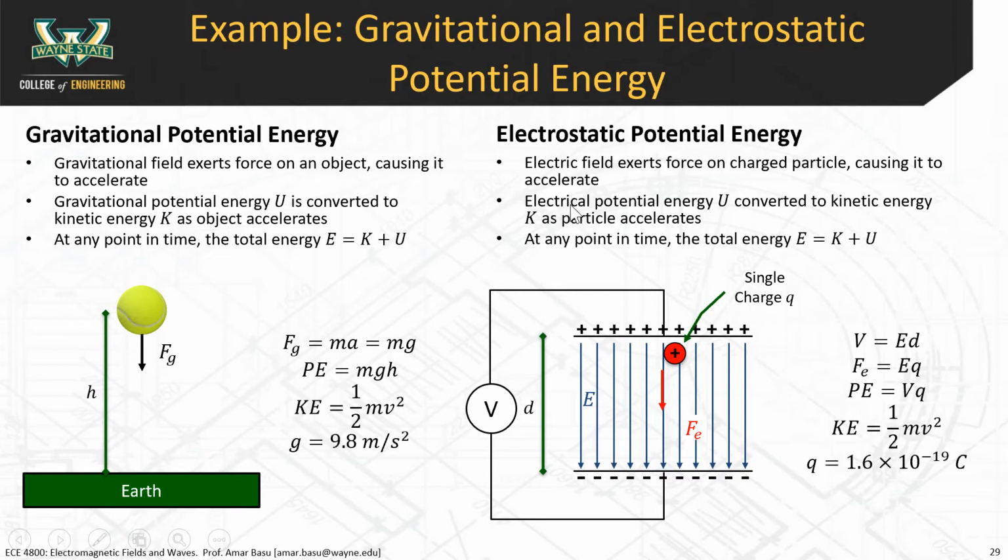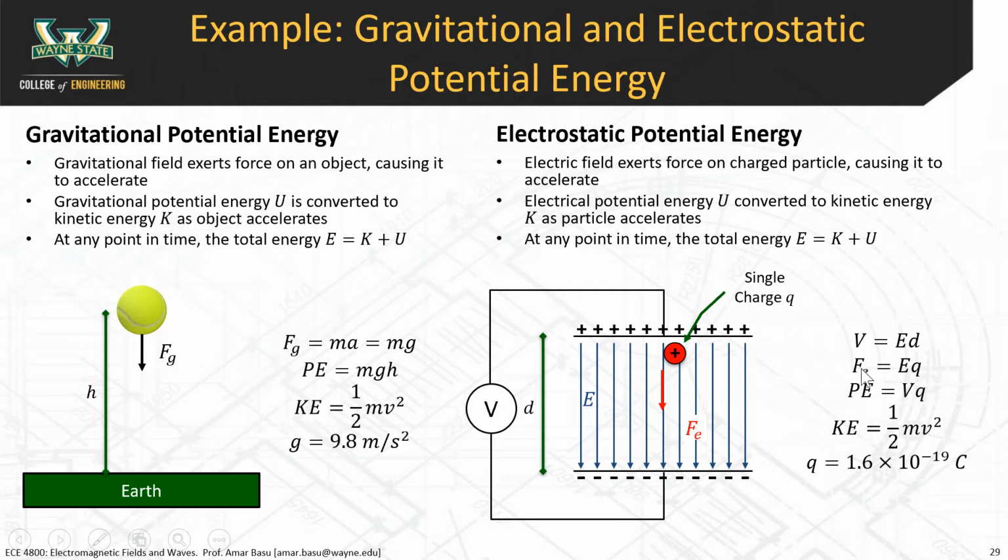The electric potential energy U is converted to kinetic energy K as the particle accelerates, exactly the same as the gravitational system. At any point in time, the total energy is E equals K plus U. So in this case, what's different is that it's now an electrical system, so we first figure out the voltage, the force, and then the potential energy. The voltage is equal to E times d, force is equal to E times q. This is F equals Eq and V equals Ed that we talked about a few lectures ago. And the potential energy is equal to the voltage times the amount of charge.